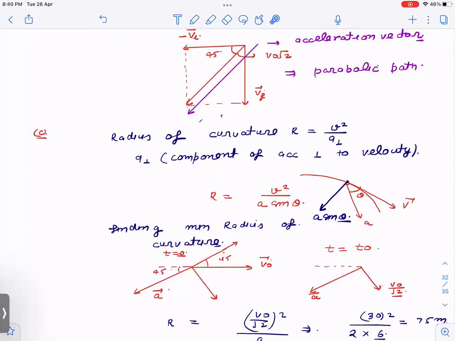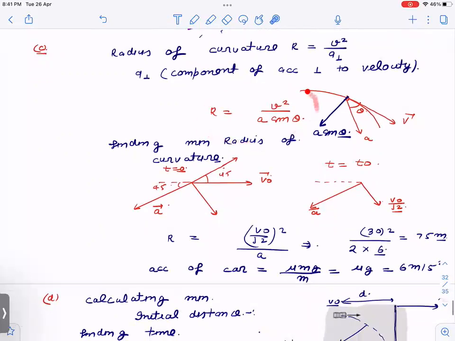At that time the velocity vector will be minimum, right? So now at some t equal to t naught, this velocity component becomes 0 because there is a retardation. This remains as it is, which is v naught by root 2. And now acceleration and velocity are perpendicular, right? So at this instant, you get the minimum radius of curvature.